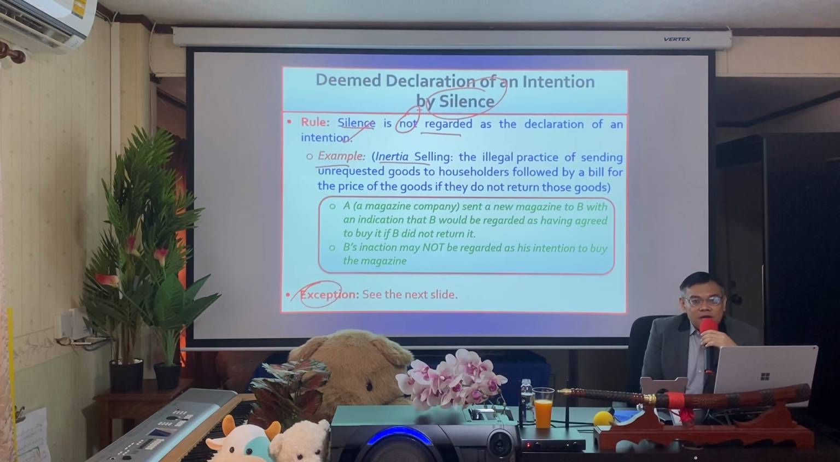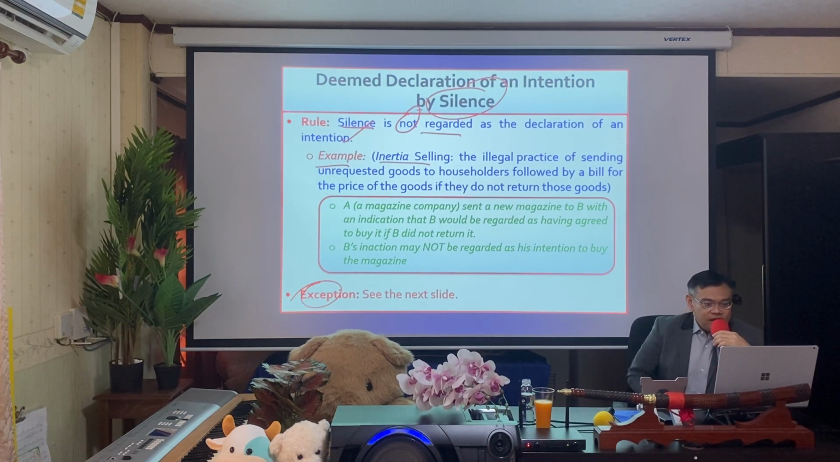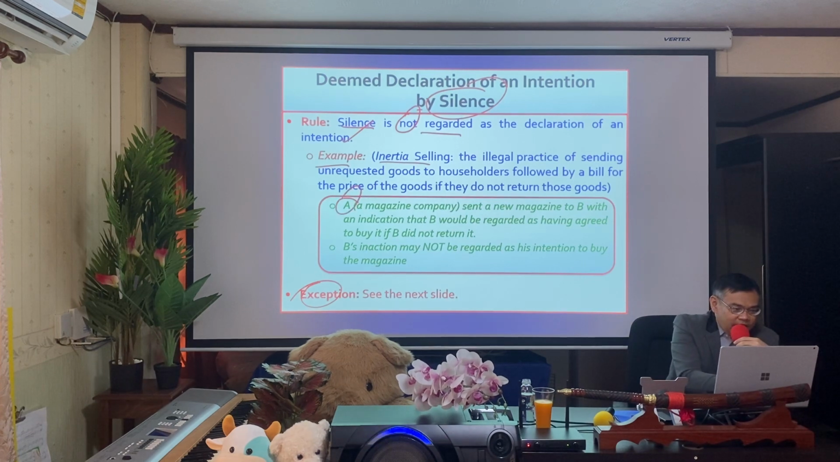Okay, the branch in Bangkok just sends you the magazine. I mean, together with the letter, they send you the magazine. Let's suppose that A is the magazine company that sent it to you. You are B. The magazine comes together with the letter.